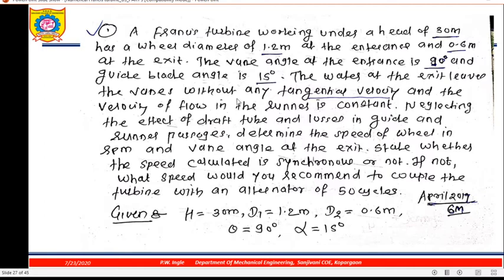Water at the exit leaves the vane without any tangential velocity, so VW2 is 0, and the velocity of flow in the runner is constant, that is Vf1 equal to Vf2. Neglecting the effect of draft tube and losses in the guide and runner passages, determine the speed of wheel in RPM and vane angle at the exit. State whether the speed calculated is synchronous or not. If not, what speed would you recommend to couple the turbine with an alternator of 50 cycle?